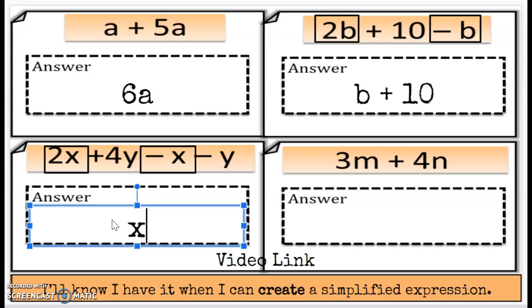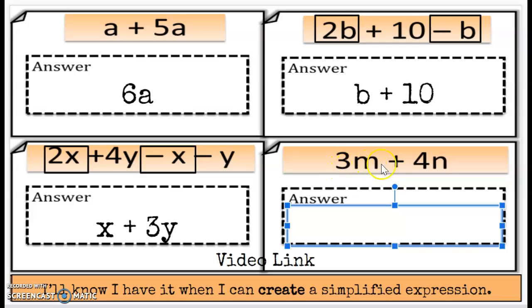That gives me x, because 2 minus 1 equals 1. So I just put x. And then I have 4y minus 1y. So I have plus 3y. Again, when you use the space bar, it capitalizes it. You can leave it capitalized or not. So this is the simplified expression there.